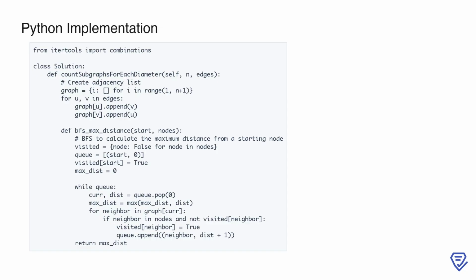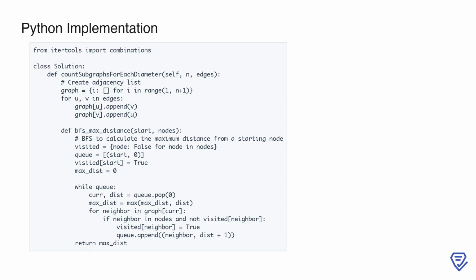Inside the method, we first construct an adjacency list called graph to represent the tree structure. Each node is mapped to a list of its directly connected neighbors. This adjacency list will allow us to efficiently traverse the graph during later computations.